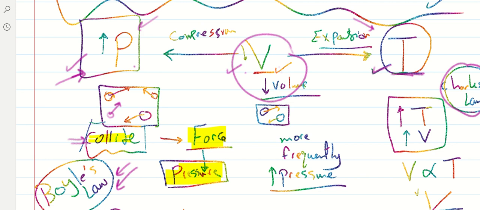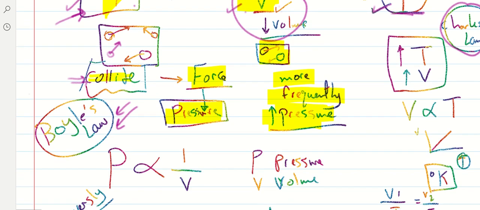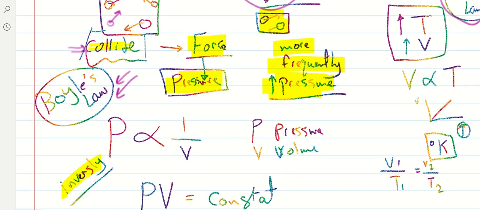Okay. By decreasing the volume, what do you think? Of course, there will be more frequent collisions. This will increase the pressure. So the pressure and the volume are inversely proportional to each other. How to represent inversely proportional? We represent inversely proportional like this, what you see here.